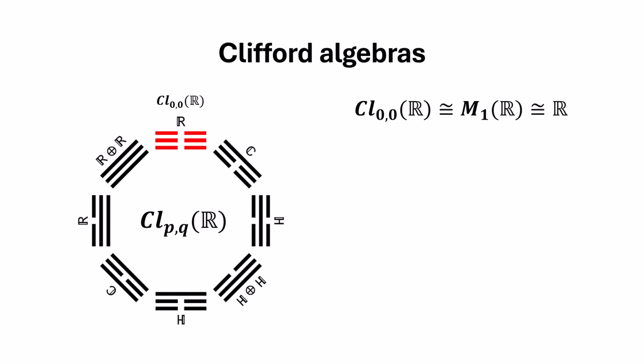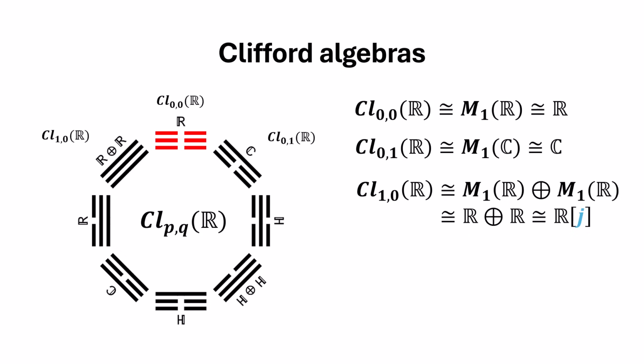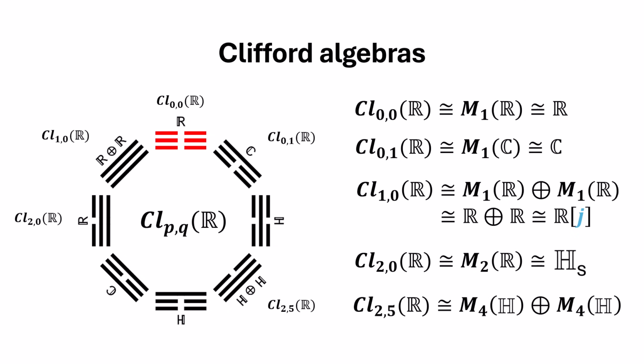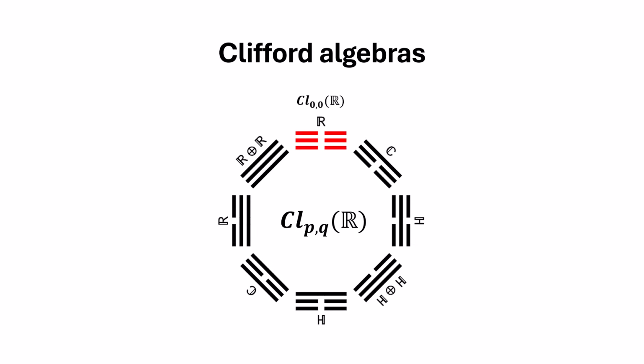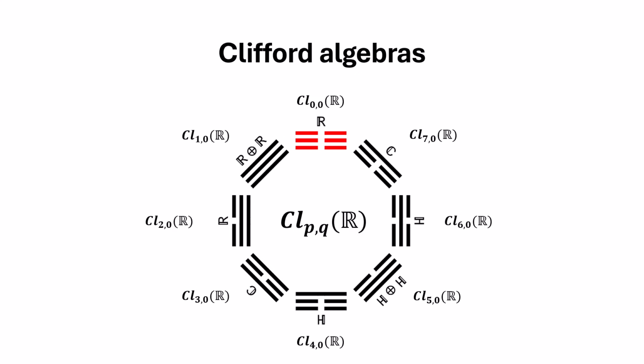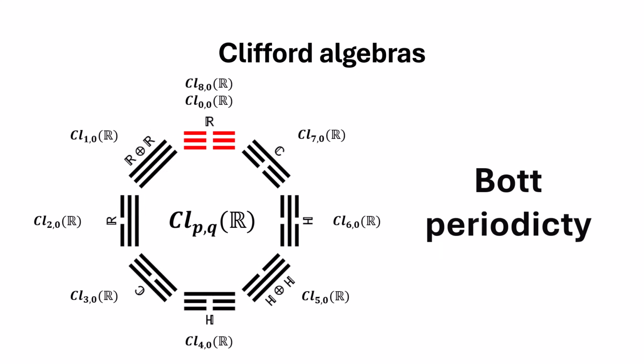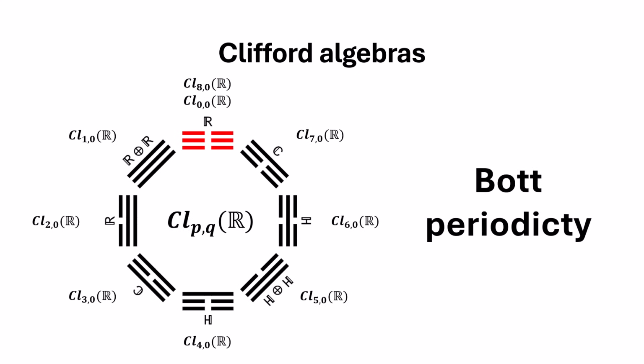Simple systems end up being isomorphic to trivial 1-by-1 matrices, which behave just like the number systems themselves. However, this one is isomorphic to 2-by-2 real matrices, for example, which is actually also isomorphic to split quaternions. And this thing is isomorphic to the direct sum of 4-by-4 quaternion matrices. Since this diagram is circular, the pattern repeats after 8 turns. This pattern is called Bott periodicity, a result from topology.